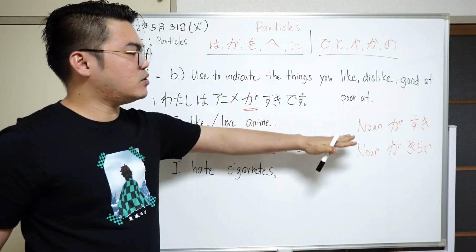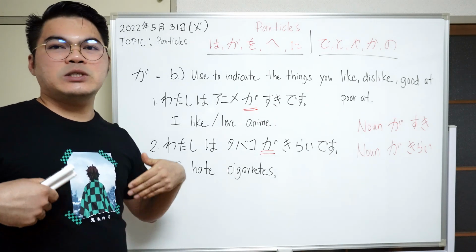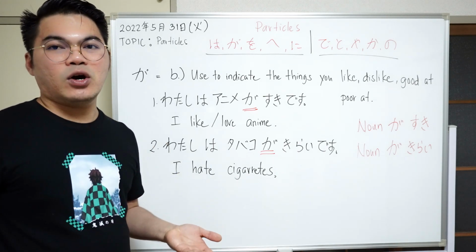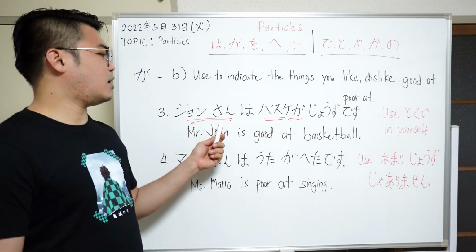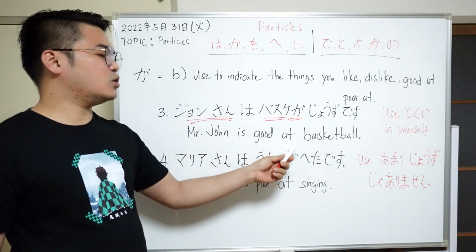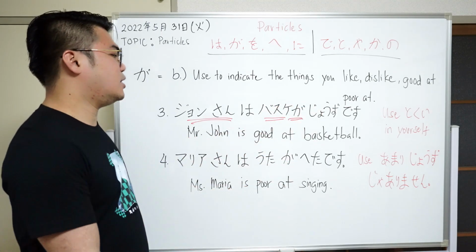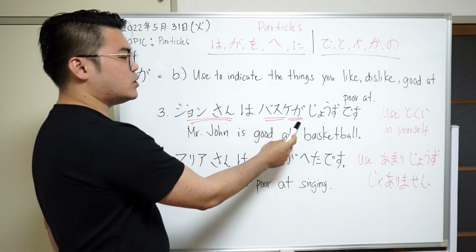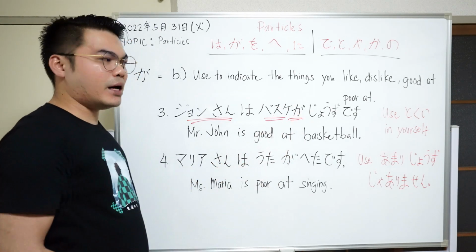Okay, so please remember these two patterns for you to express your own feelings or the things that you like or dislike. Our next sentence is Jan-san wa basuke ga jouzu desu. So Mr. Jan is good at basketball. Jozu means good at. So it says here that Jan is good at basketball. So we use the particle ga here to express that Jan is good at basketball.